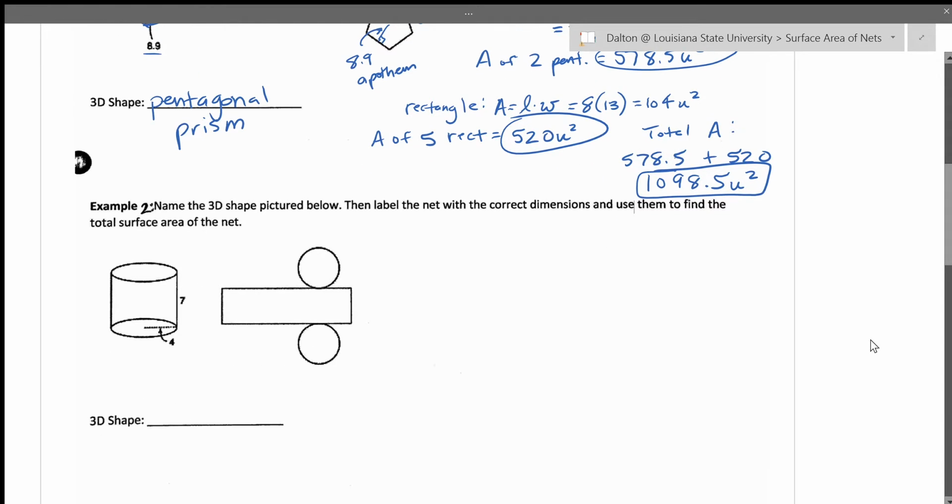Anyway, name this shape. Hopefully, you're pretty great at these parts now. This is just a cylinder. That one's very common. So I'm going to take those 2 dimensions that are on the cylinder, that 4 and that 7, and label those on the net somehow.